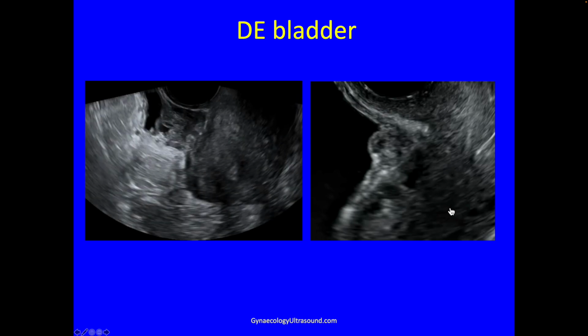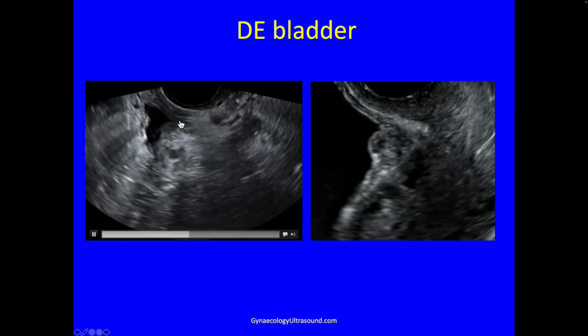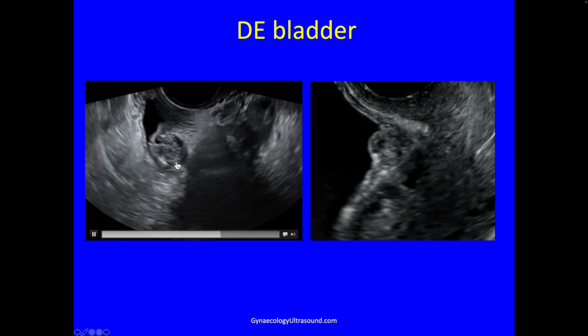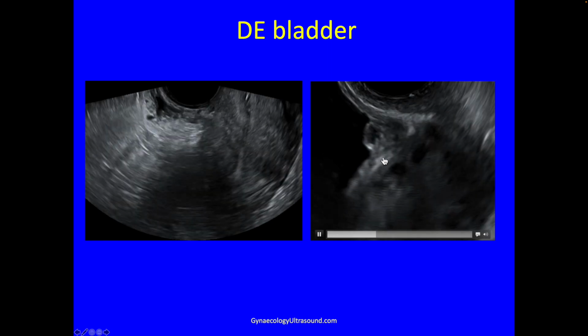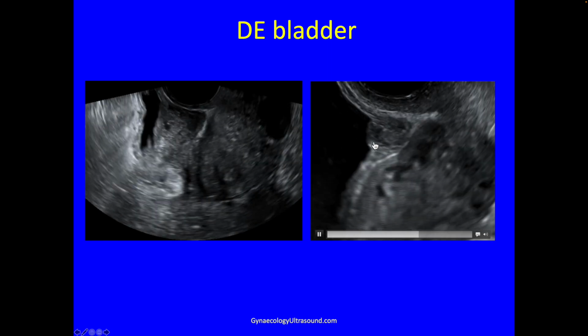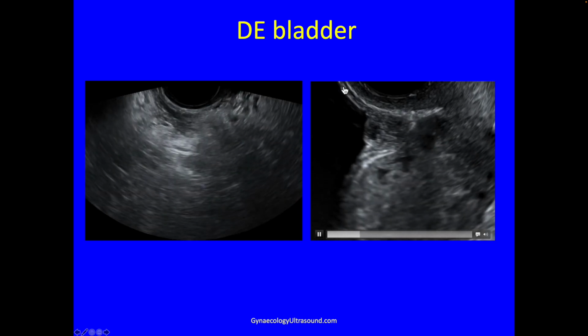So deep endometriosis in the bladder, it's a disruption of the muscularis layer, and here you've got a really bad, huge nodule. And this nodule is a bit more typical, I would say. So again, deep endometriosis in the muscularis layer. You can then measure the distance from that to the vesico-ureteric junction.